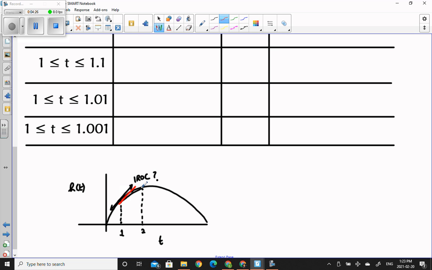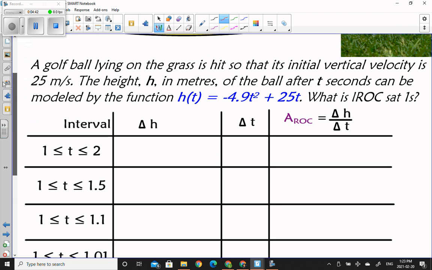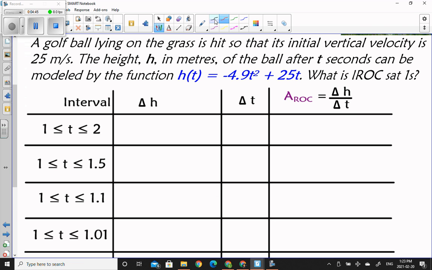As we get those slopes and narrow the distance from 1 to the next point, we're going to get closer and closer to this line, which is the tangent line to the curve at 1 second. So that's the method we're going to use. It's going to help us arrive at an answer, which will be an estimate because it's not an exact answer. We're going to use the same idea. We find the change in height over the time, so delta h over delta t, and see what our values of AROC are getting closer and closer to, and that will help us get an estimate of the instantaneous rate of change.